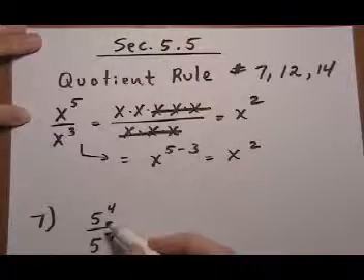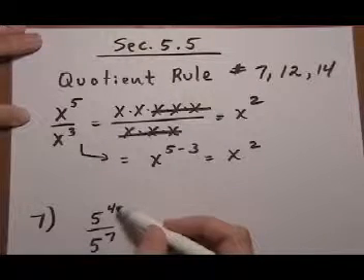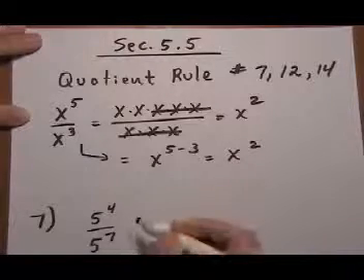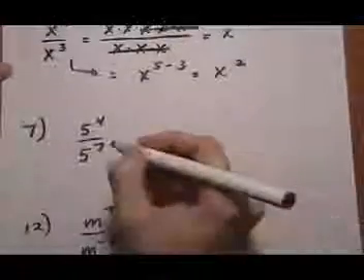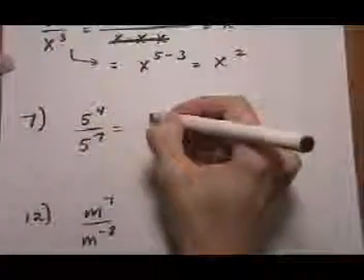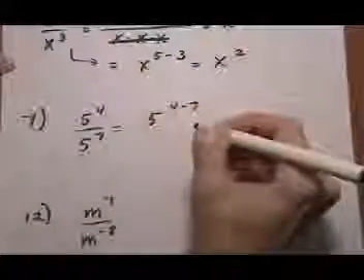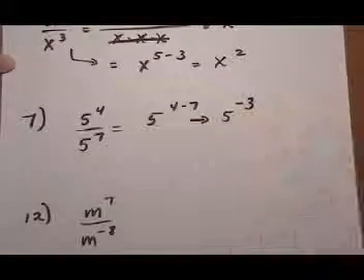Alright, so when you're dividing same bases, you can always subtract the exponents, and just keep in mind that you're always doing the top exponent subtract the bottom exponent. So when we have number 7, 5 to the fourth over 5 to the 7, what we're going to do is keep the base and do 4 minus 7. That gives us 5 to the minus 3.